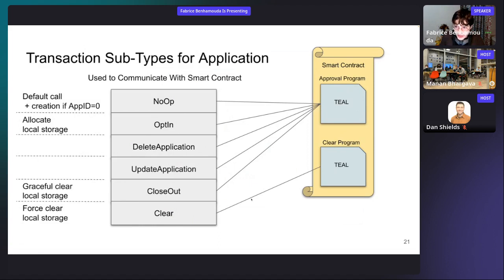In that case, a special program, which is a clear program, is executed and allows the smart contract to fix things as much as it can, but it cannot reject. So an example in the case of voting is that if the voting is not finished and the person already voted and then clears, what you want is for the clear program to actually fix the tally and remove the vote of the user. That's an example of what you may want to do.